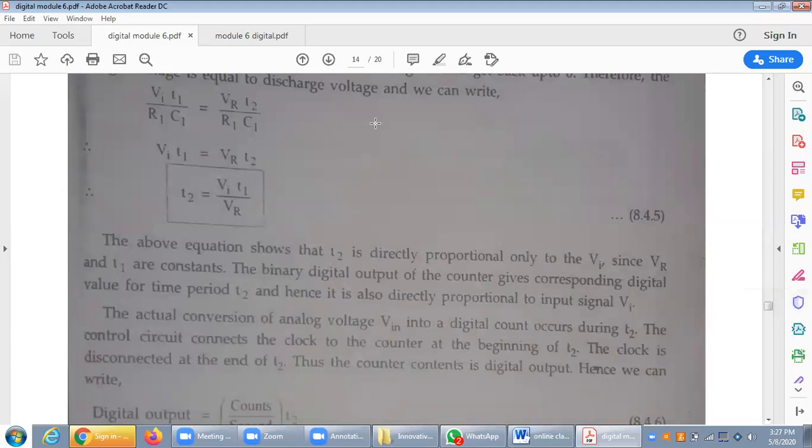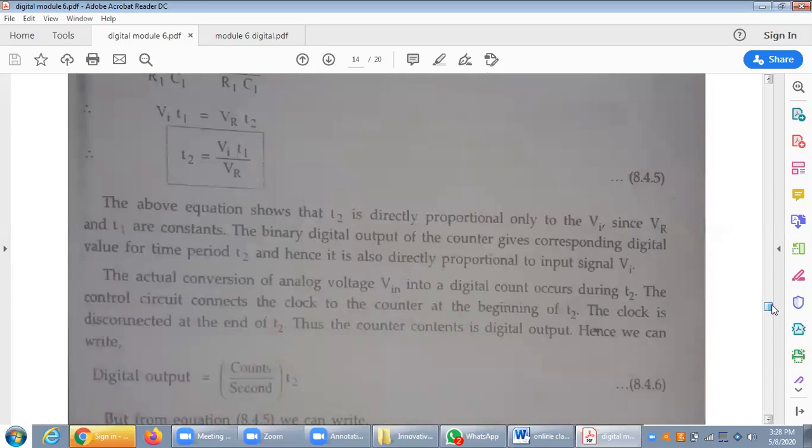Because the counter is counting, once the MSB becomes 1 it switches to the other position. The counter value up to that point is a known value, so T1 is also known. V reference is also a known value, and this is the analog input voltage. So if you measure the T2 value, we can find out the analog value.